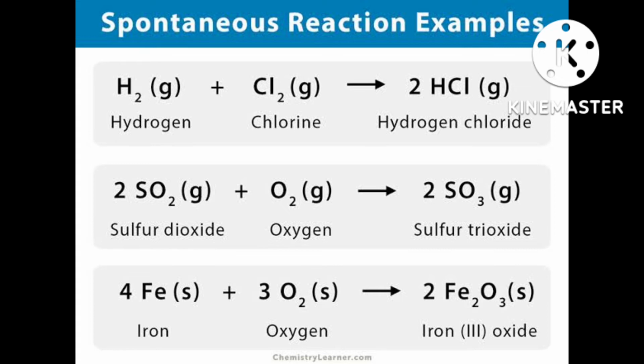Another example: H2 plus Cl2, that is, half H2 plus half Cl2, gives HCl. In this reaction also, delta H, the heat of reaction, is minus 92.32 kilojoule per mole. Here also heat is going outside. Then you can think that heat going outside means that in this reaction potential energy is decreasing.